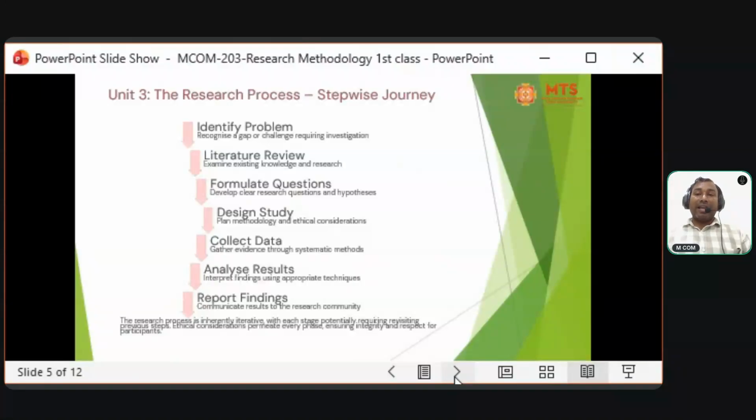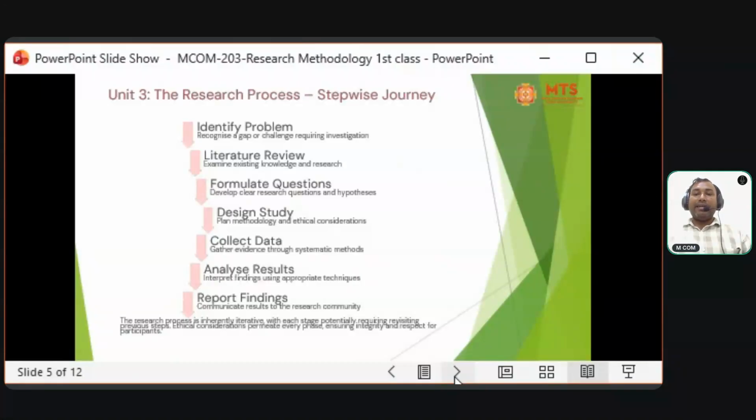Then data collection. There are two types of data collection: primary data collection and secondary data collection. Primary data is collected directly through survey, interview, and observation, and secondary data is collected from books, journals, and reports. Then the data analysis.